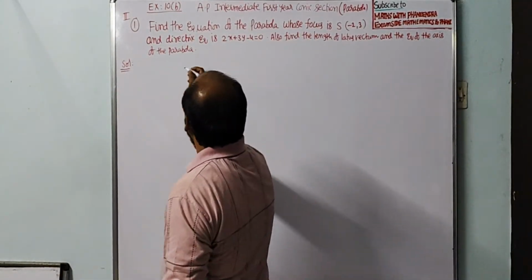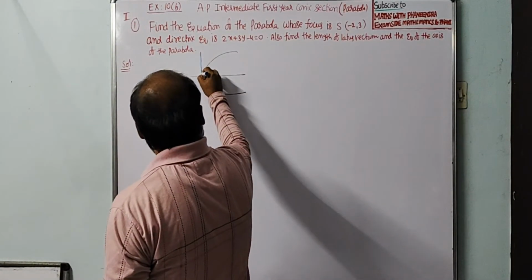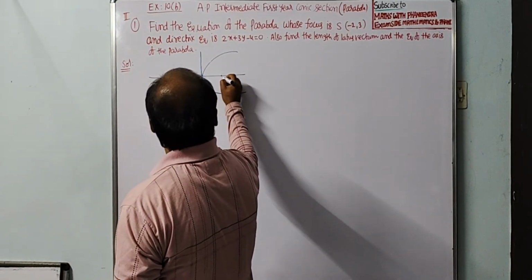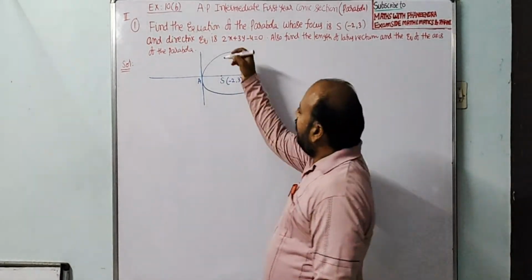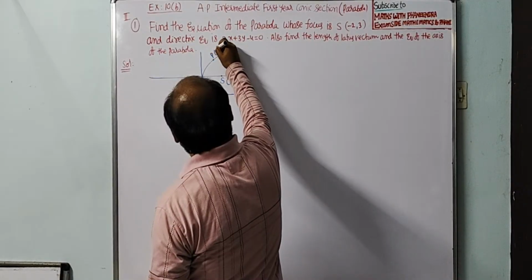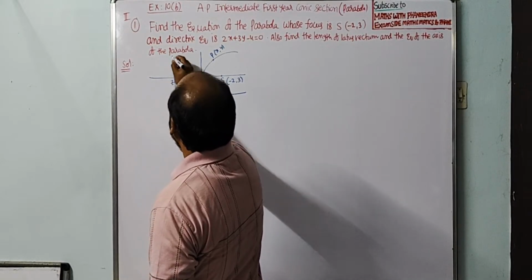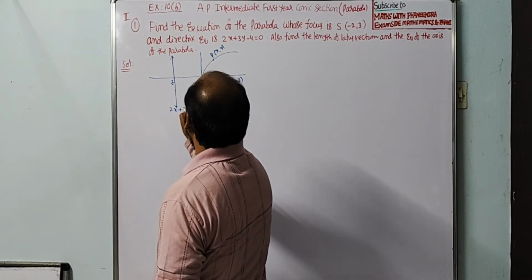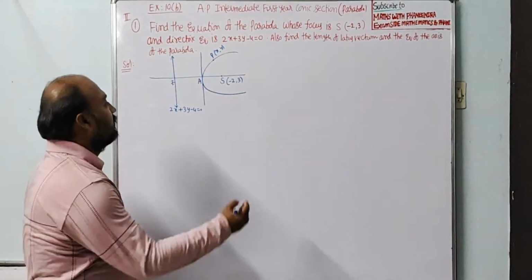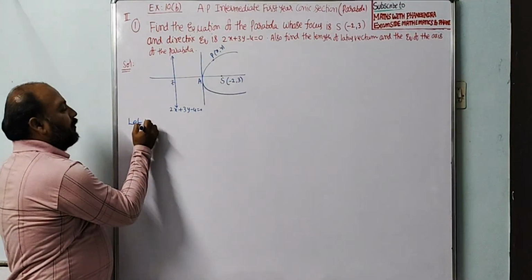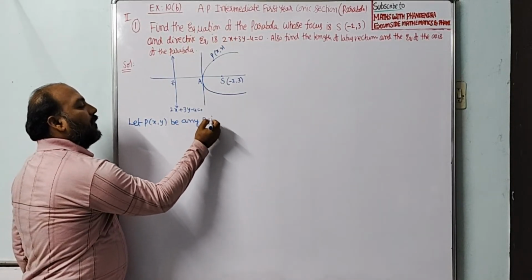Now come to the question. Draw the rough diagram of the parabola. This is the vertex, this is the focus S of (-2, 3) according to the question. Let us consider any point on the parabola, P of (x, y). This is the directrix, and the directrix equation given is 2x + 3y - 4 = 0. So now, let P(x, y) be any point on the parabola.